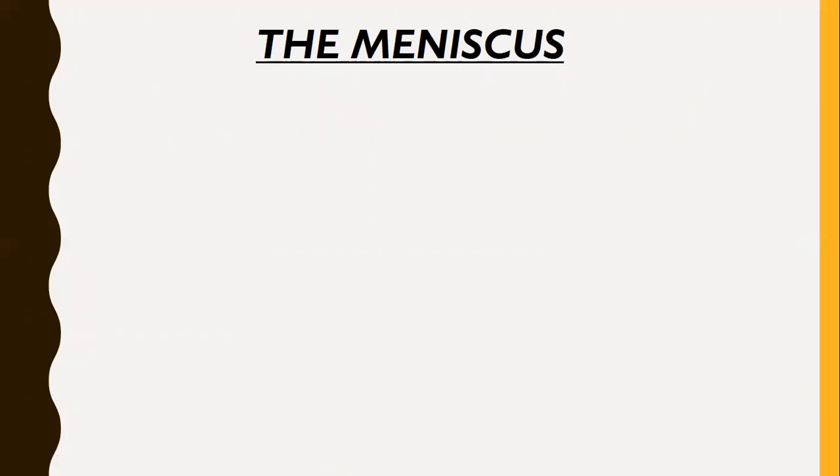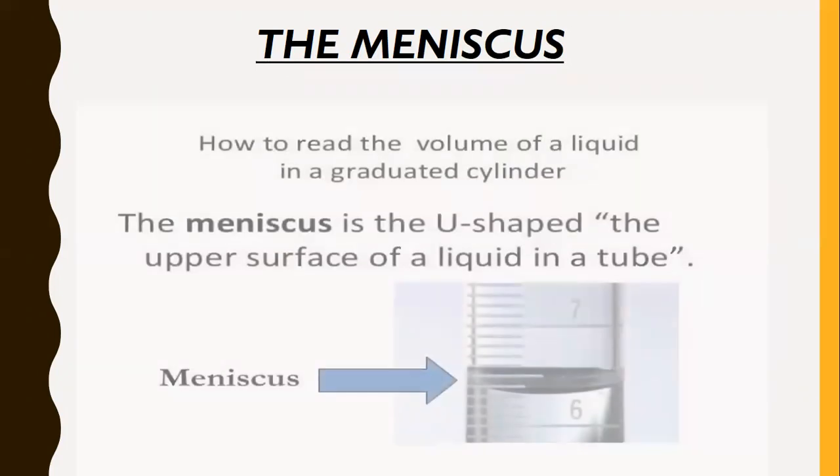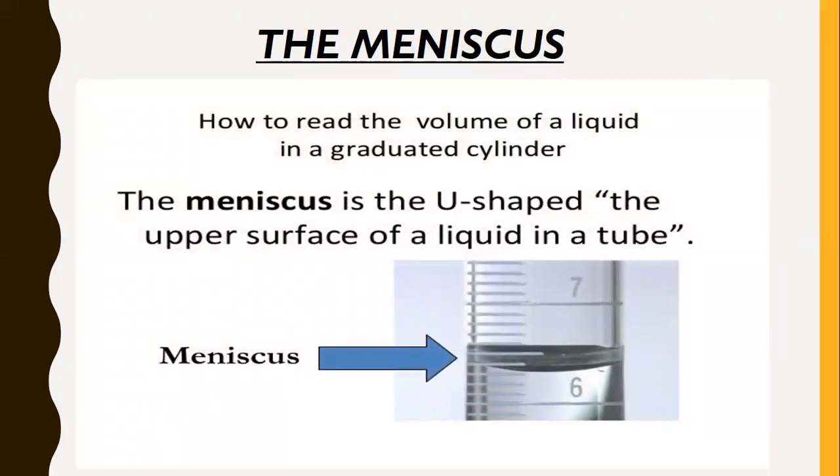Then there is a very important thing, the meniscus. What is meniscus? Actually, the meniscus is the U-shaped upper surface of a liquid in a tube. Okay? When water or some other liquid is put in a narrow jar, the surface of the liquid is not exactly level. It curves up where it touches the side of the jar. This curved surface is called a meniscus.